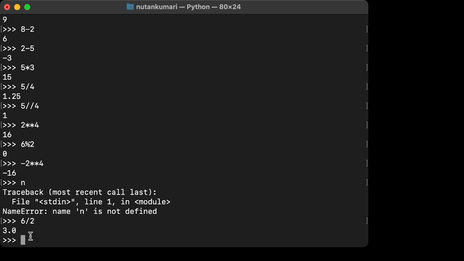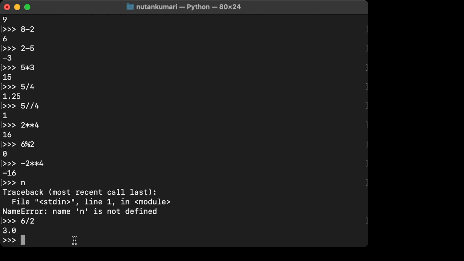So this you have to keep in mind. So 6 by 2, don't say 3, it is 3.0. If nothing is there after the decimal, then at least the point will be there, 0.0 will be there, okay. So if you want a completely integer result, then you have to use floor division like this one, okay. So I hope now it is clear.